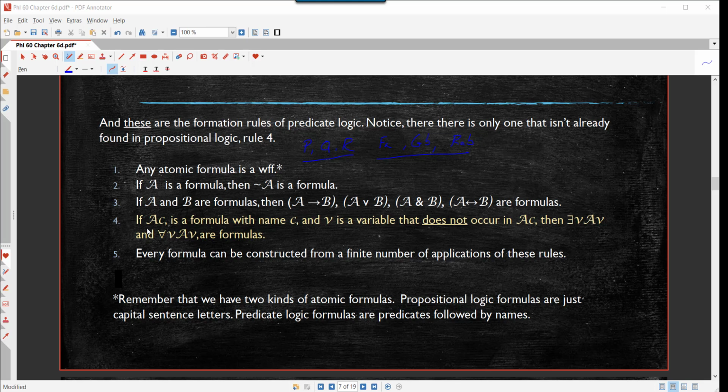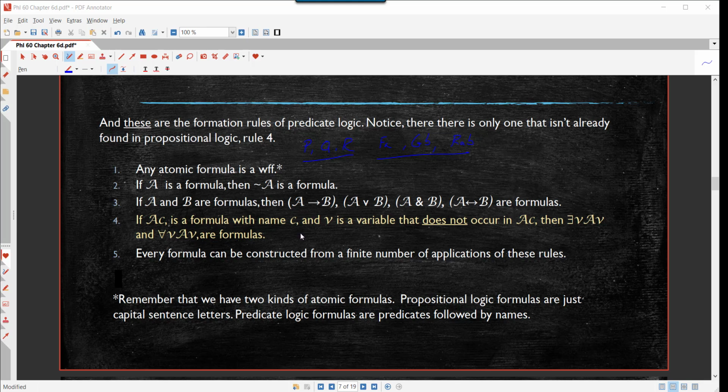So it says if AC is a formula, A, of course, is a predicate letter, any predicate letter, and C is any name. So if AC is a formula with name C, and V is a variable that does not occur in AC, then there exists a V, AV, and for all V, AV are formulas. Now, what does that say? Well, just look at a specific instance.